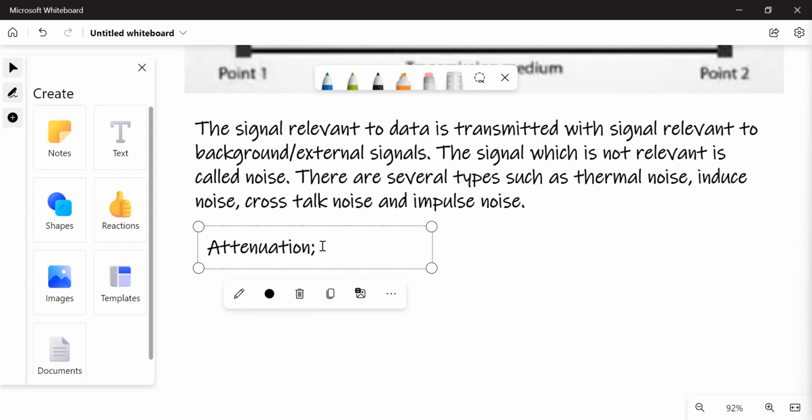So the next one we are going to talk about is attenuation. Attenuation means when you transmit a signal, the strength decreases when you transmit, right?